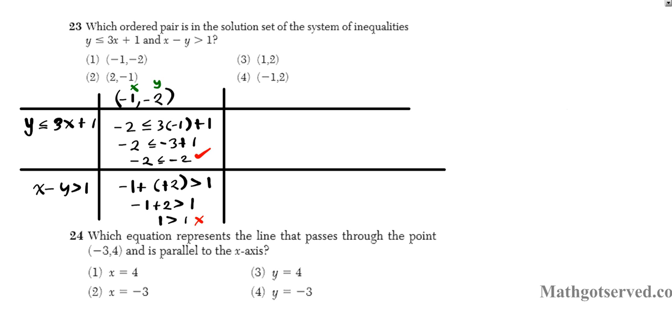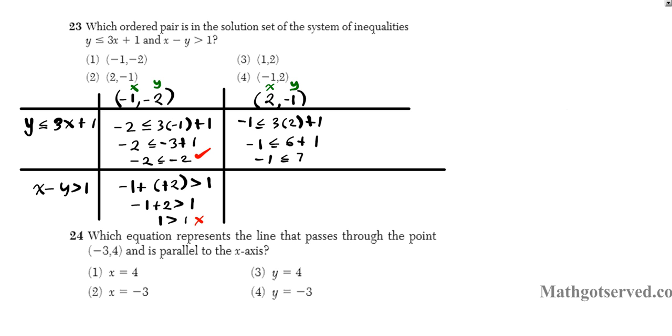Alright, so we're going to shift to option number 2. Option 2 is the coordinates 2, -1. This is my x, and this is my y. Now let's test the first inequality to see if we have a true statement. Is -1 less than or equal to 3 times 2 plus 1? Is this a true statement? Is -1 less than or equal to 6 plus 1? Is -1 less than or equal to 7, is the question.